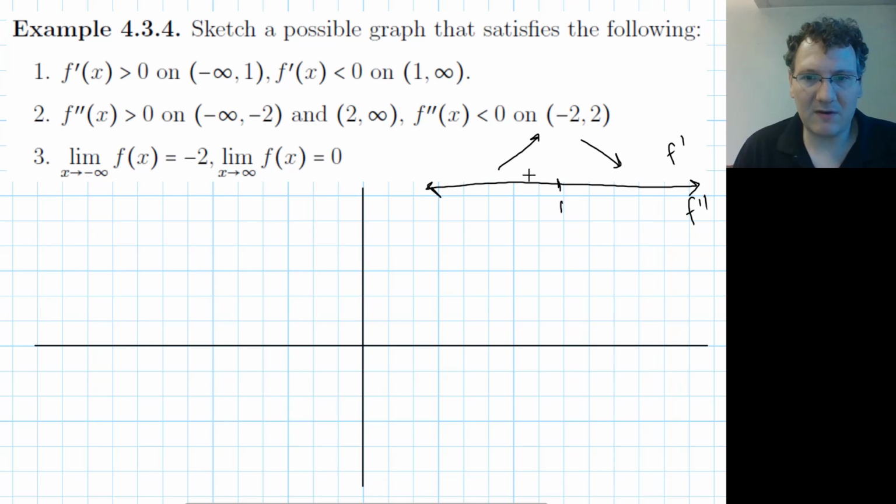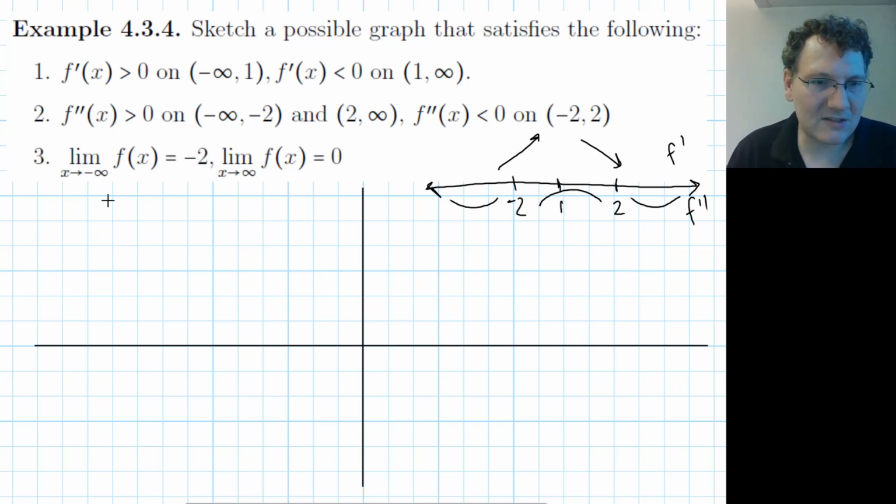Now the second derivative, I'll mark its changes down here. It's going to be positive from negative infinity to negative 2. A positive second derivative means concave up. From 2 to infinity, the same thing, concave up. f double prime is negative from negative 2 to 2, so it's going to have downward concavity. And the limit of f as x goes to negative infinity is negative 2.